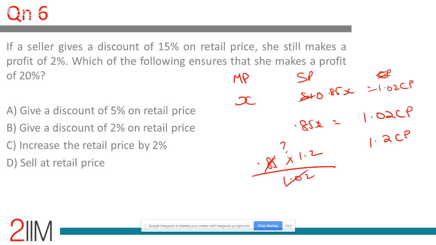This is 5/6. 5/6 of 1.2 is 1. Sell at retail price. Instead of selling at a 15% discount, you should sell at the retail price, or the mark price, to make a profit of 20%. Mark price is X, selling price is 0.85X. This is 1.02 times CP. If you want to make 1.2 times CP, you should be selling at X. Done.